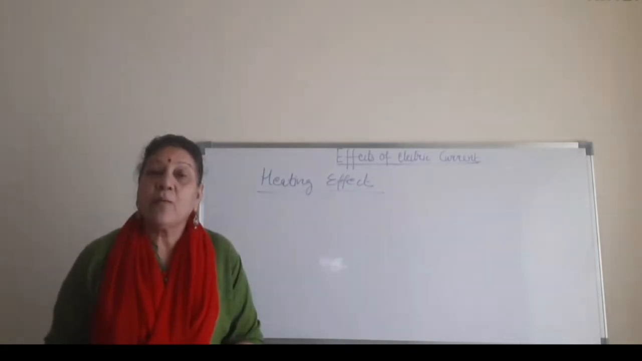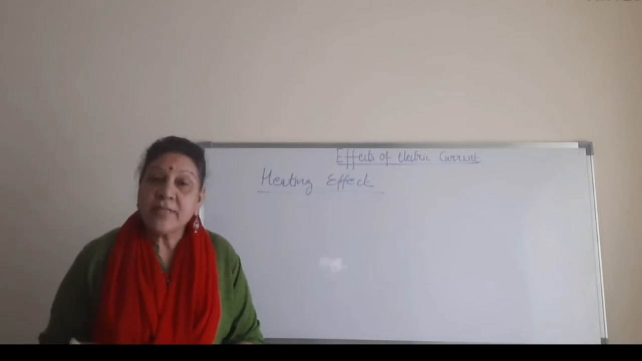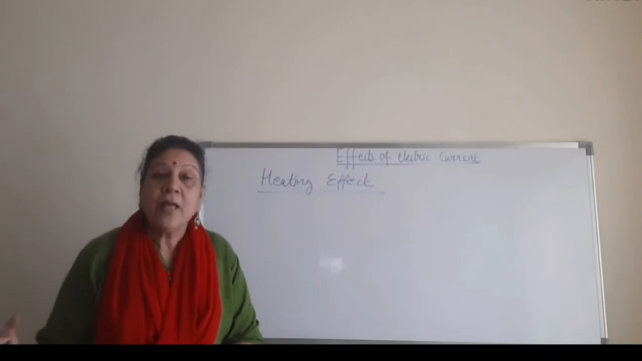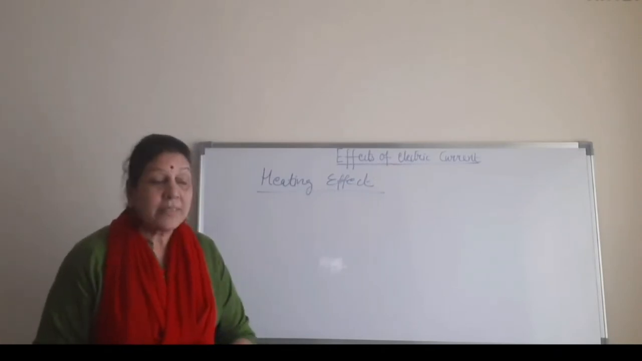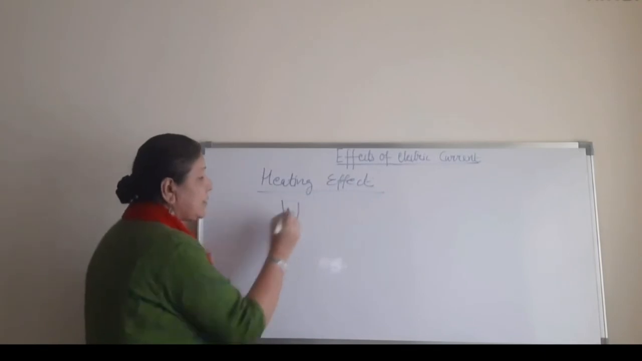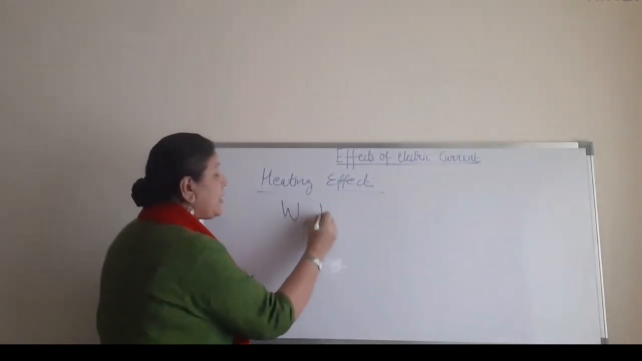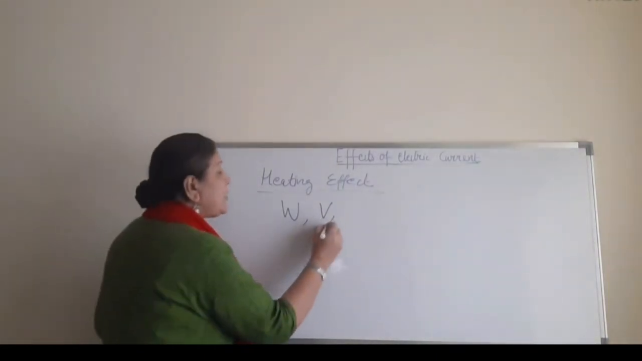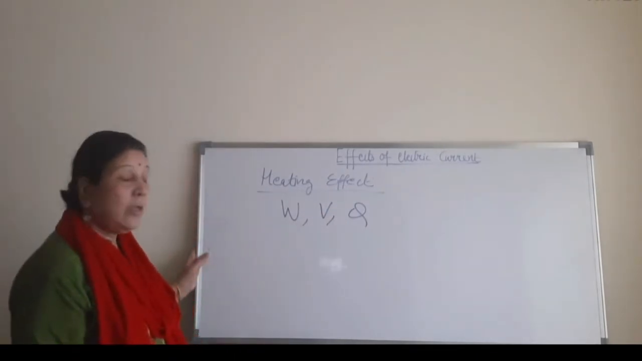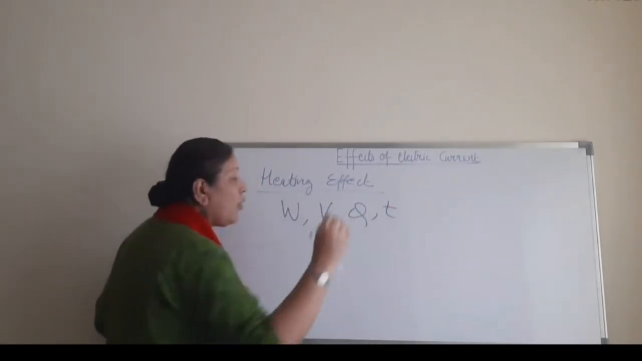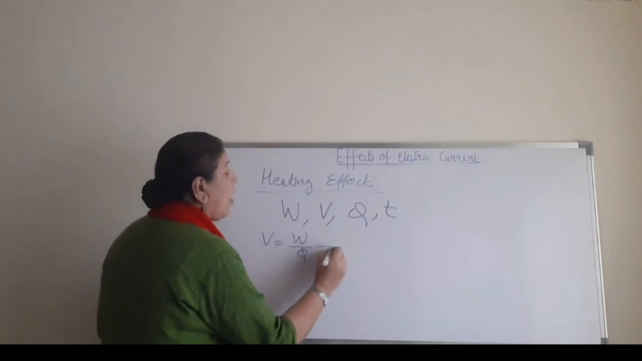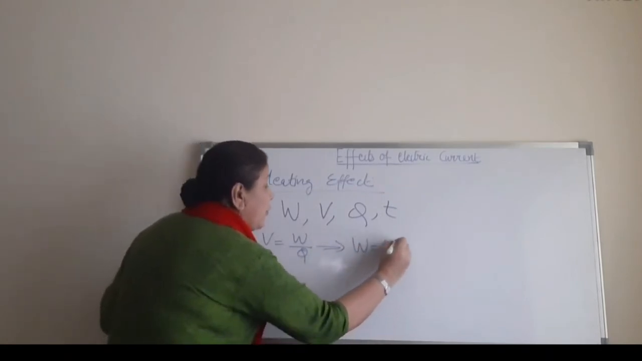Now, if we have an electric wire, the wire will offer resistance to the flow of electric current, and the electric current has to do some work to overcome this resistance so that it will have a smooth flow. Suppose the work done here is W, and the potential difference across the ends of the conductor is V. The charge, say, is Q, which is flowing through the wire for time t. We know that V is equal to W by Q, or W is equal to V into Q.